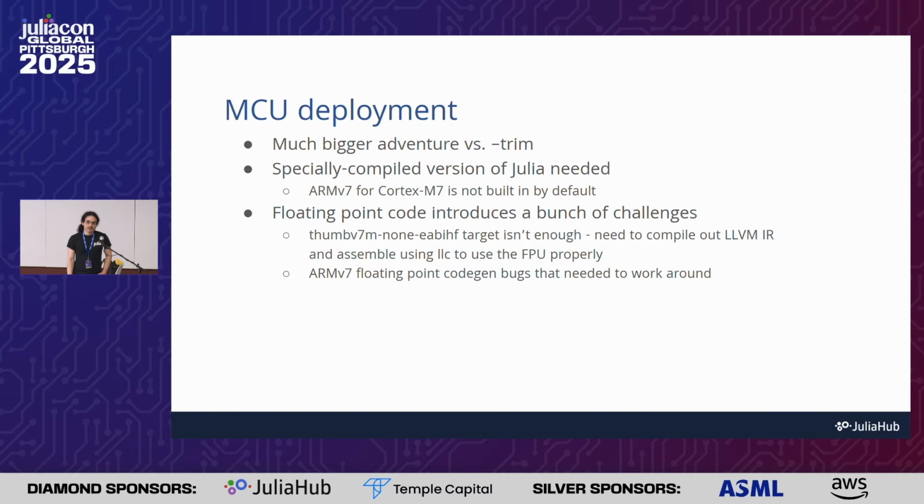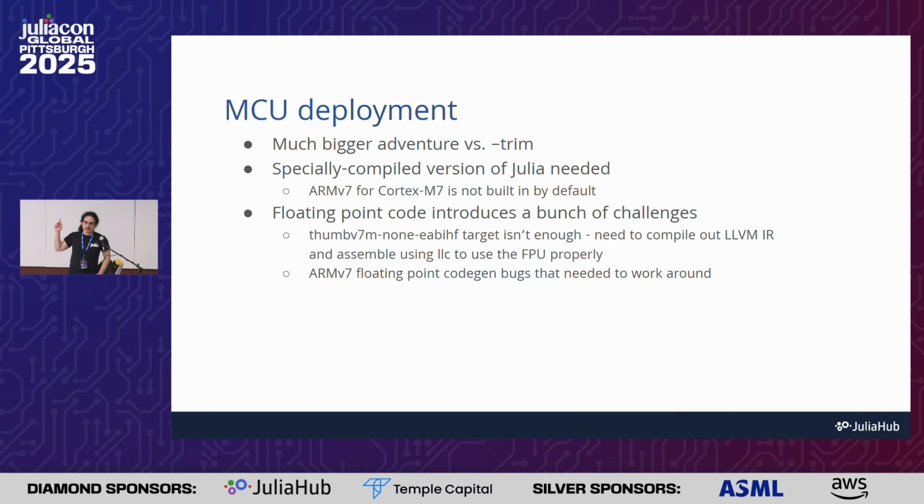Getting Julia to run on the microcontroller was a bigger adventure than Trim. Getting Julia to run with Trim was pretty easy. We had to work on some small features, but it was ultimately fairly straightforward. Getting it to run on the microcontroller took more work. We needed a specially compiled version of Julia. Julia doesn't normally come with the ARM v7 target that you need to get it to run on the Cortex M7. And the floating point support in LLVM on Cortex M7 or ARM v7 has some interesting warts.